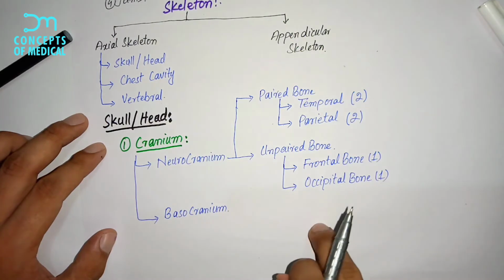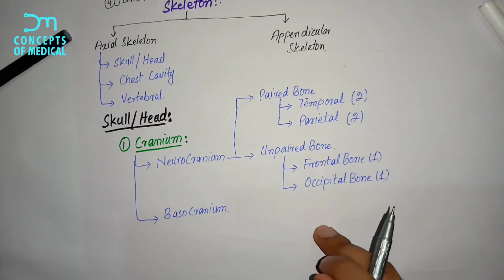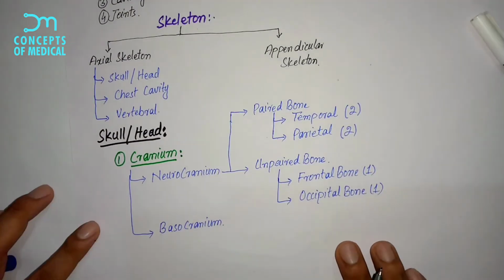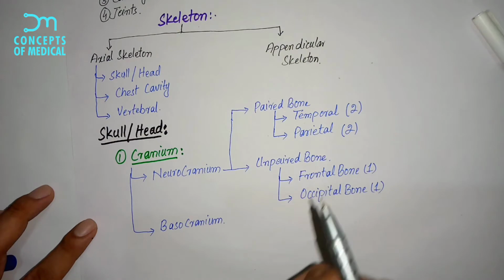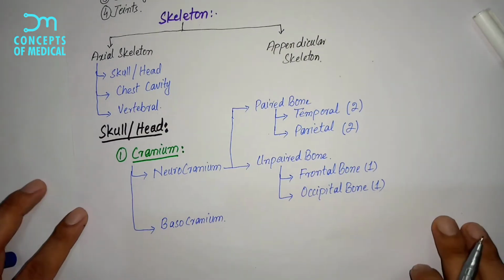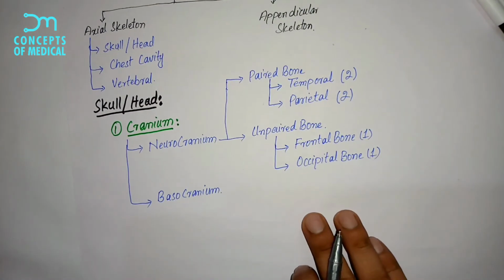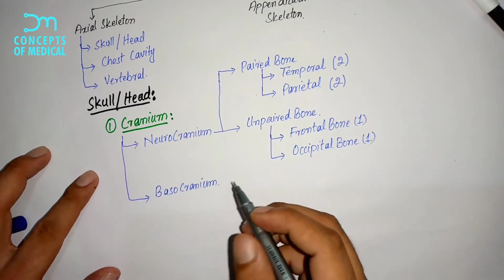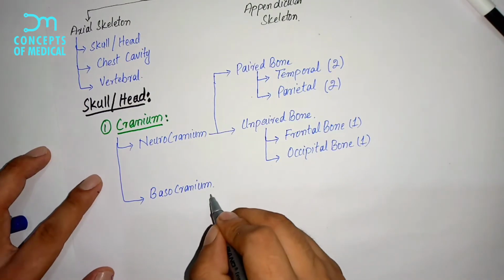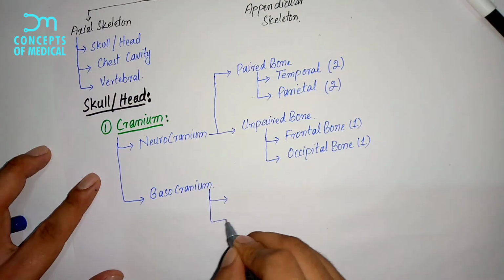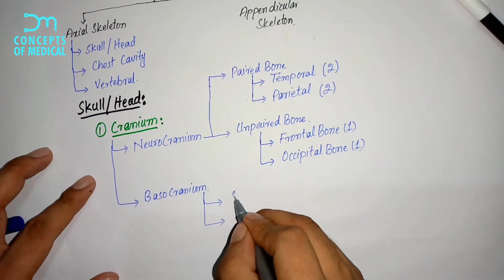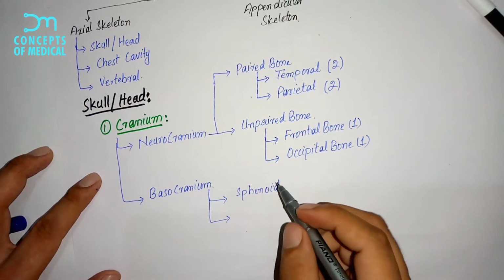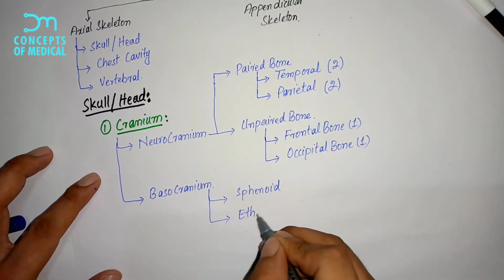I'll make another separate video about all these bones and about mnemonics, how to memorize them on the fingertips. But for now, just trust me and learn their names. In the basocranium we also have two bones. The first is the sphenoid, and the second is the ethmoid.